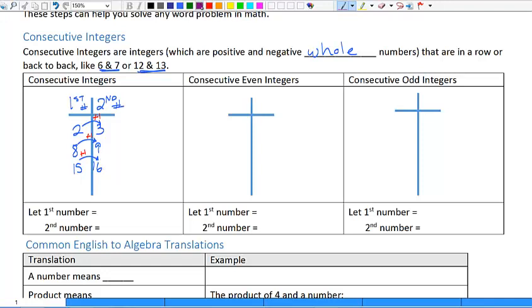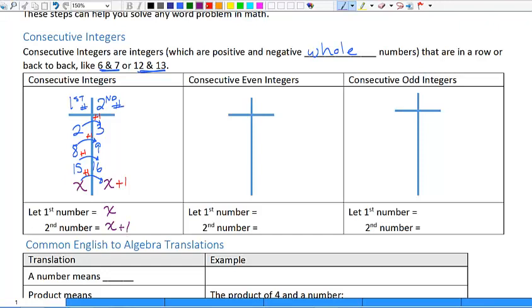So what if I gave you the first number as an unknown variable, x? If the first number is x, how are we going to get to the next number? Well, if we follow the pattern above, all we were doing is just adding 1. So if the first number is x, the one right after it must then be x plus 1. So whenever you see the words consecutive integers in a word problem, I want you to let your first number be equal to x, and then the second number will then be x plus 1.